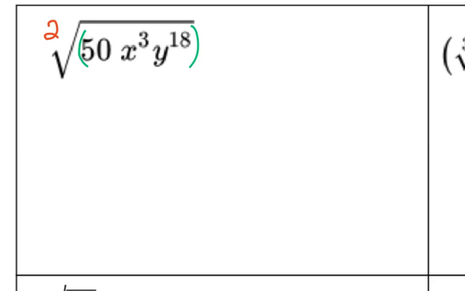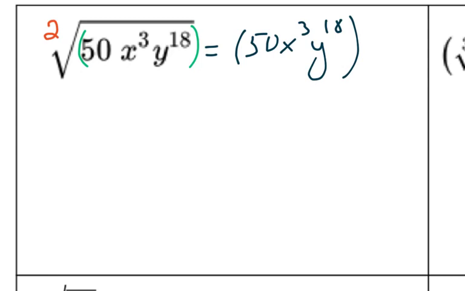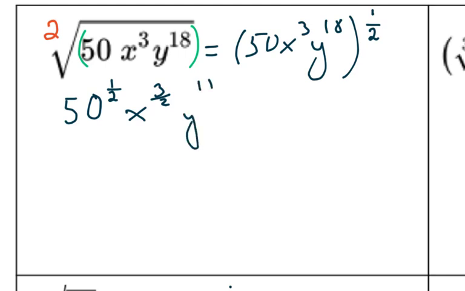So now if I want to switch into exponential form, I know that 50x cubed y to the power of 18 all need to be raised to the exponent power 1 over 2, which means that I have to distribute the exponent 1 over 2 to all of the members in those parentheses. So 50 is with the power 1 over 2, x is the same thing, but I can multiply it out. 3 times 1 is 3 over 2, and y, 18 times 1 over 2.